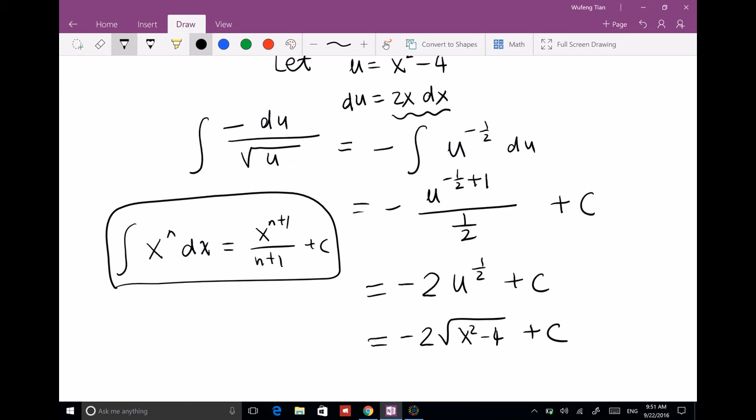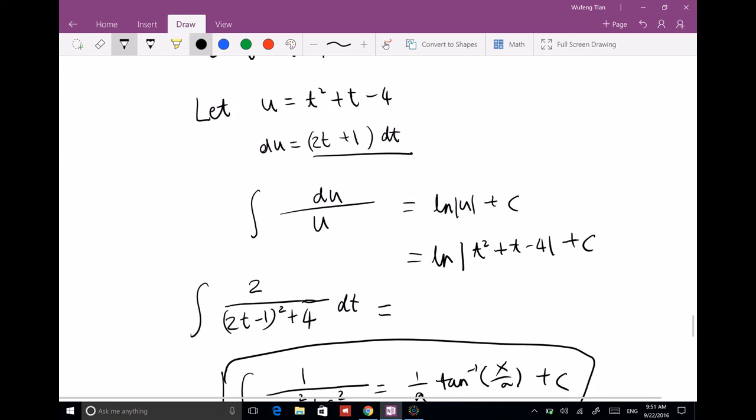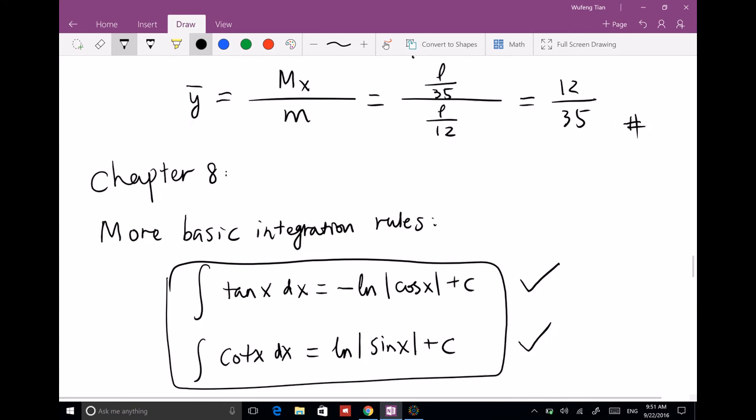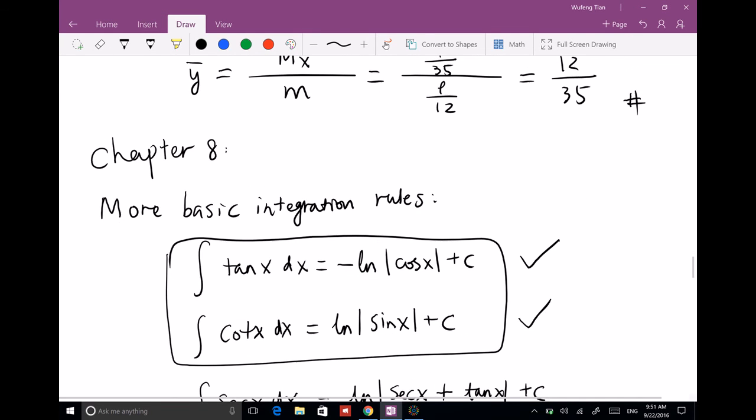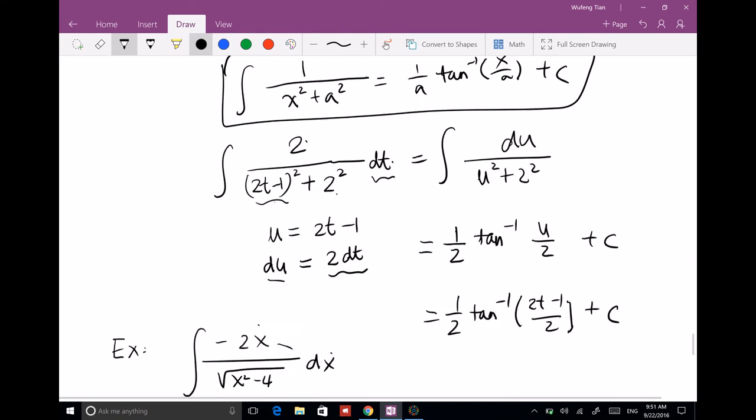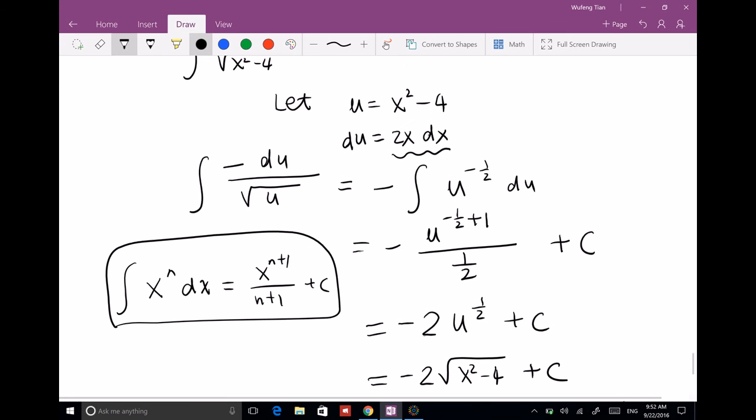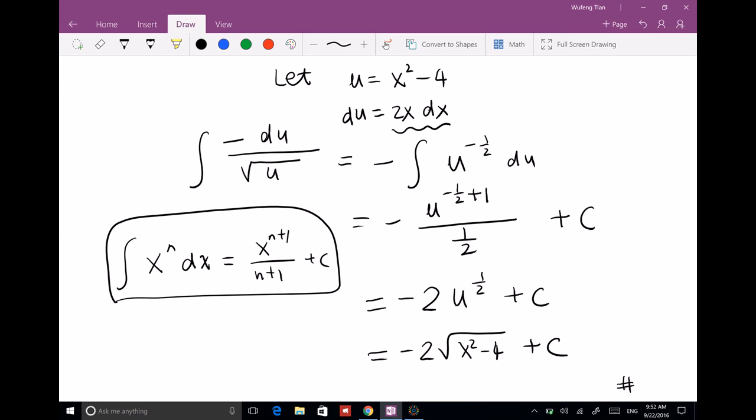Okay, I think I will stop here. Tomorrow we're going to do more on integrals, u-substitution problems, which is chapter 8.1. Oh, not tomorrow. Tomorrow is Friday, right? We're going to look at the homework of the whole chapter 7, the previous homework.